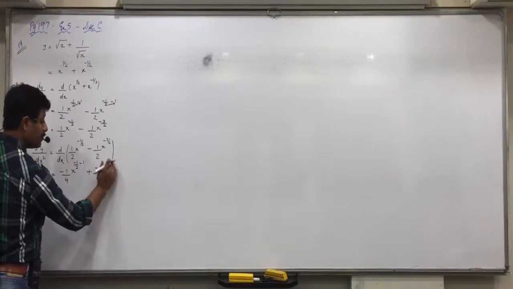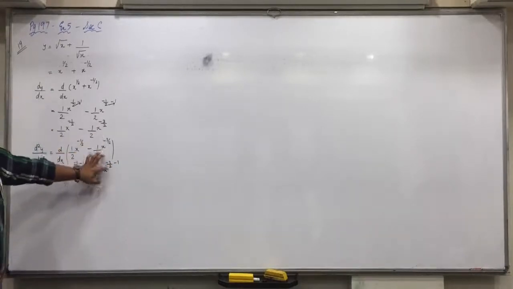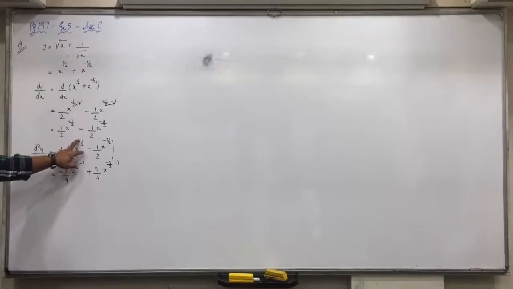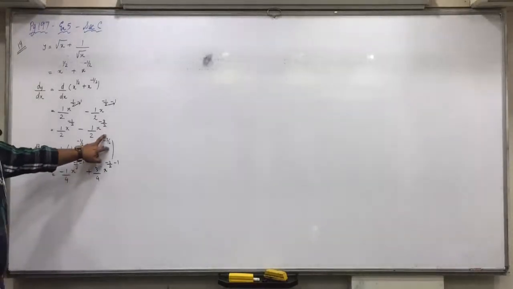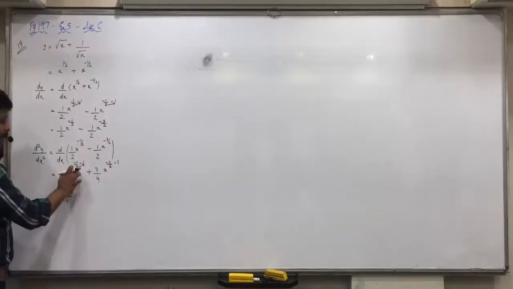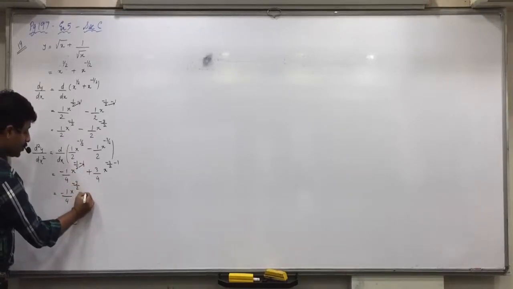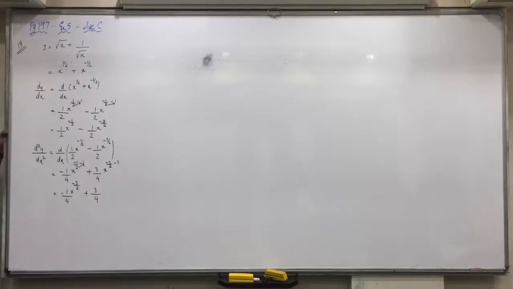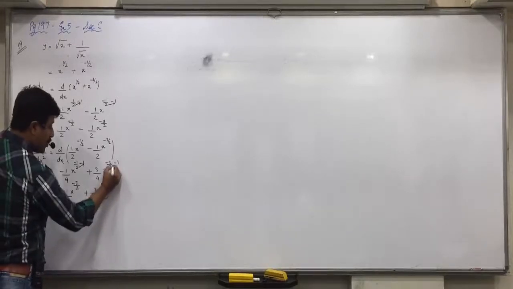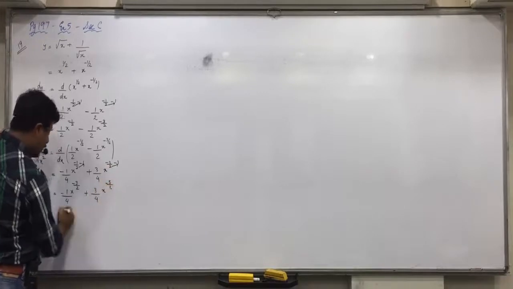x raised to minus 3 by 2 minus 1. Is everyone clear with this? Power is minus 3 by 2 minus 1. 1 by 2 into minus 1 by 2 is minus 1 by 4, x raised to minus 1 by 2 minus 1. Minus 1 by 2 into minus 3 by 2 is plus 3 by 4, x raised to minus 3 by 2 minus 1. Minus 2 into 1 becomes 2. Minus 1 minus 2 is minus 3 by 2. Minus 5. x raised to, again 2 into 1 is 2, and minus 3 minus 2 becomes minus 5 by 2.